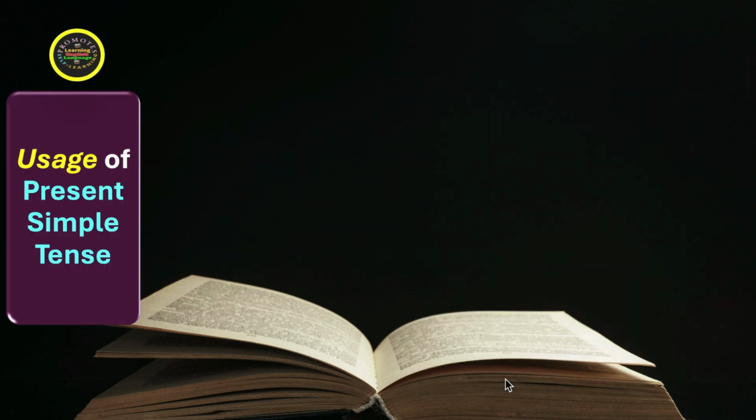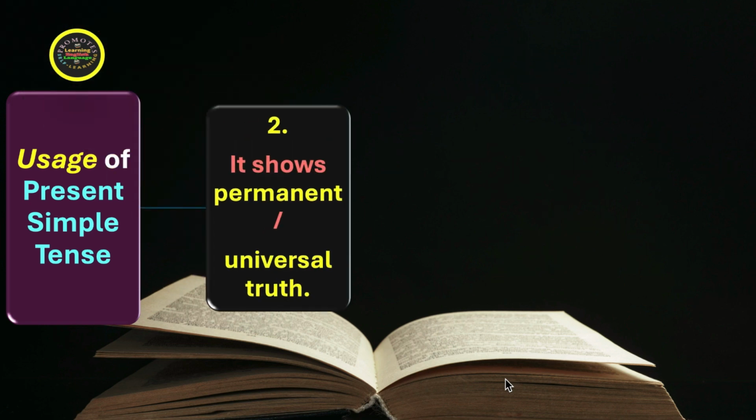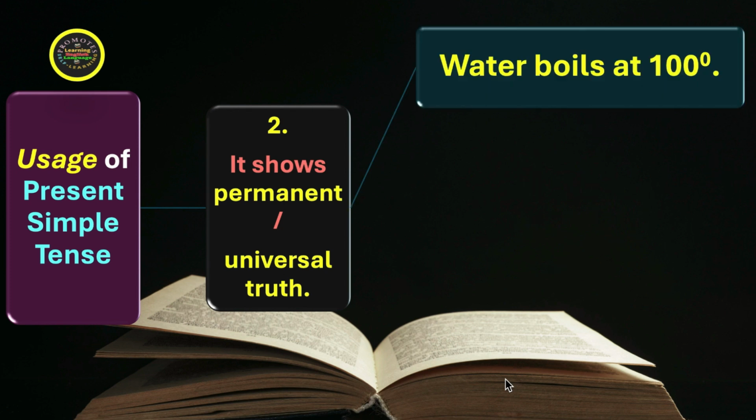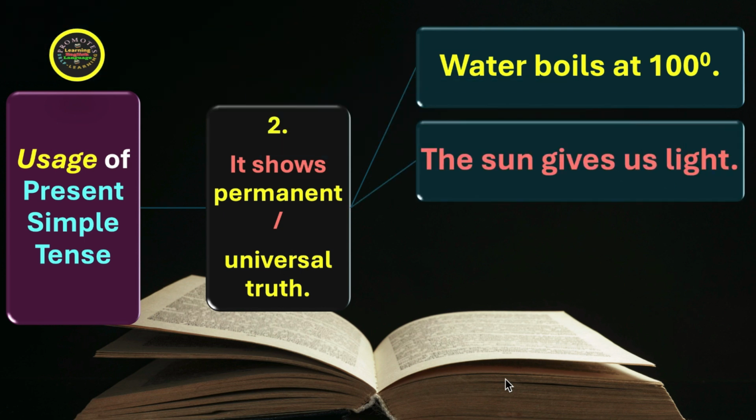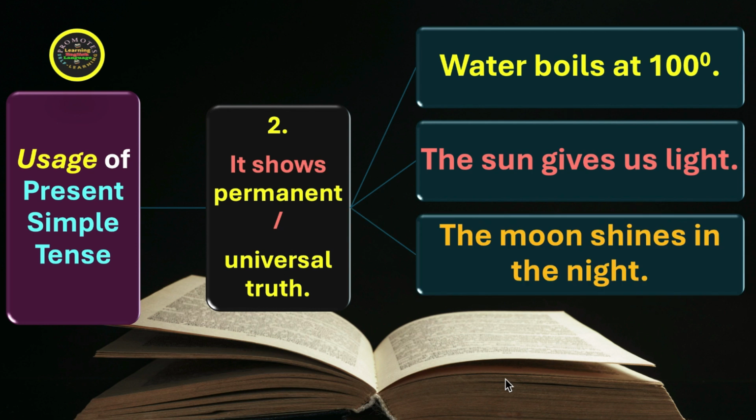Now let's talk about usage of present simple tense. And the second point is it shows permanent, universal truth. The truth which you cannot change. The truth which is accepted universally by people, globally by people. How? Let's see examples. Water boils at 100 degrees Celsius. It is a scientific fact. It is a permanent truth. It is universally acknowledged. Therefore, present simple tense. And most of the scientific types of sentences and thoughts are expressed in present simple tense. Mind it. We have another example. The sun gives us light. Universal truth. The moon shines in the night.